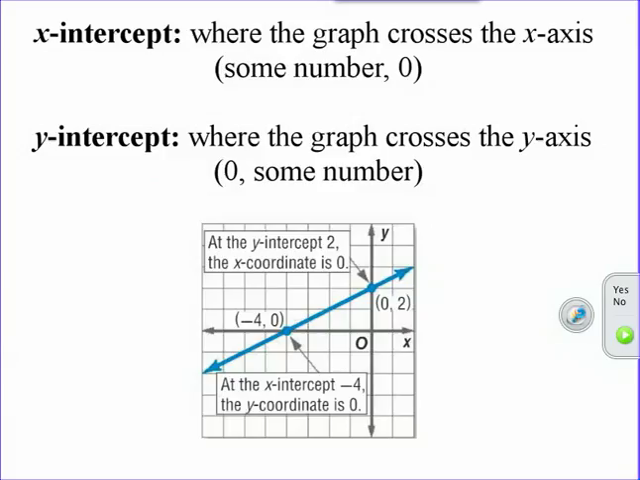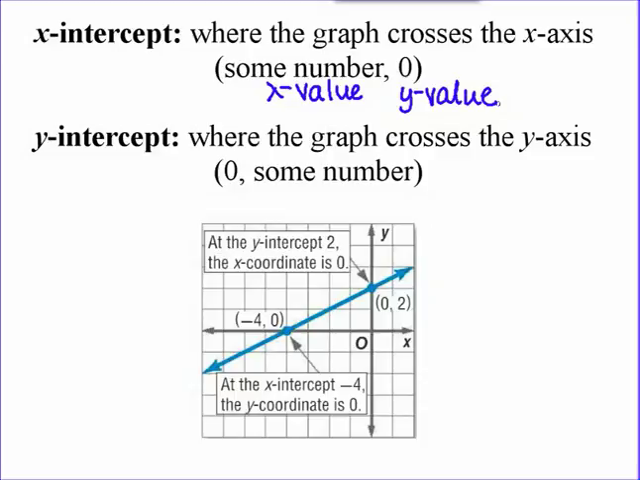The x-intercept is where the graph crosses the x-axis. So the point at which the x-intercept is, is some number, comma, 0. Because this is your x value right here, and this is your y value right here.